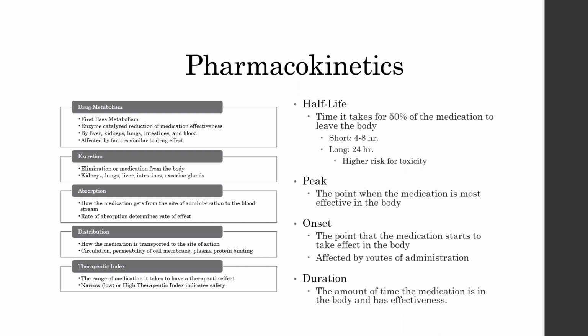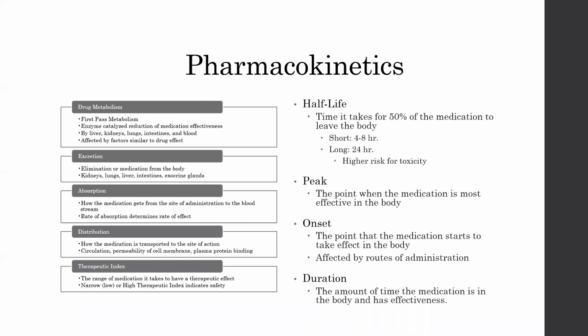Medications with a narrow or low therapeutic index are much more dangerous to take and require frequent monitoring of the blood levels. Medications with a high therapeutic index have a wide range where it is therapeutic and a wide range before it becomes toxic. So these medications are often safer and do not require monitoring.